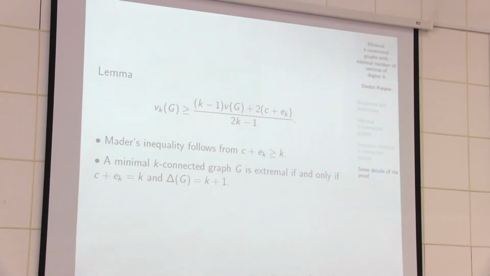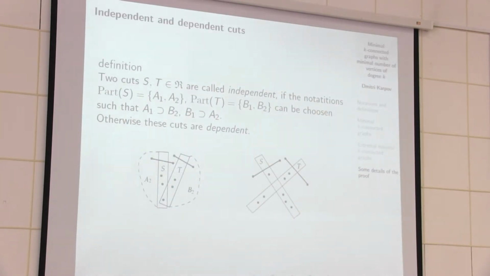I have some time. In this picture, we show our new instrument to study cuts. It was an instrument that the mother didn't have. We define independent and dependent cuts. We consider only cuts from the set R with one edge connected to vertices of degree at least k plus 1 and k minus 1 vertices. They can be independent or dependent.